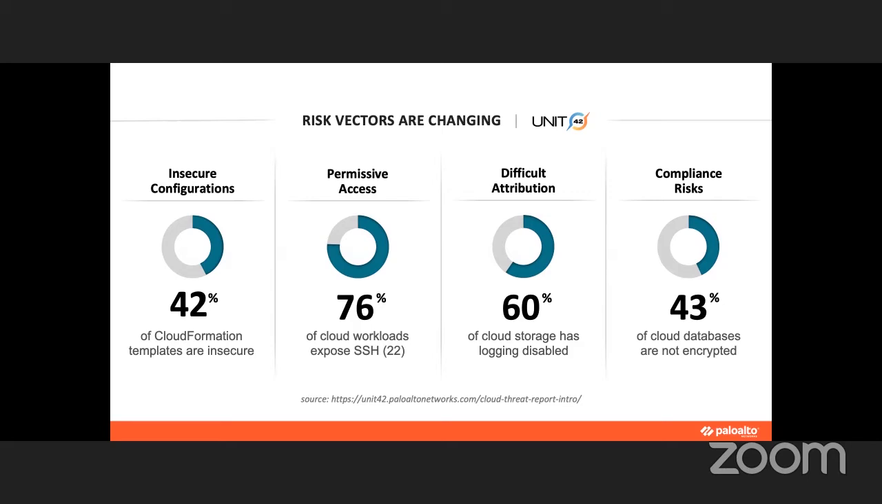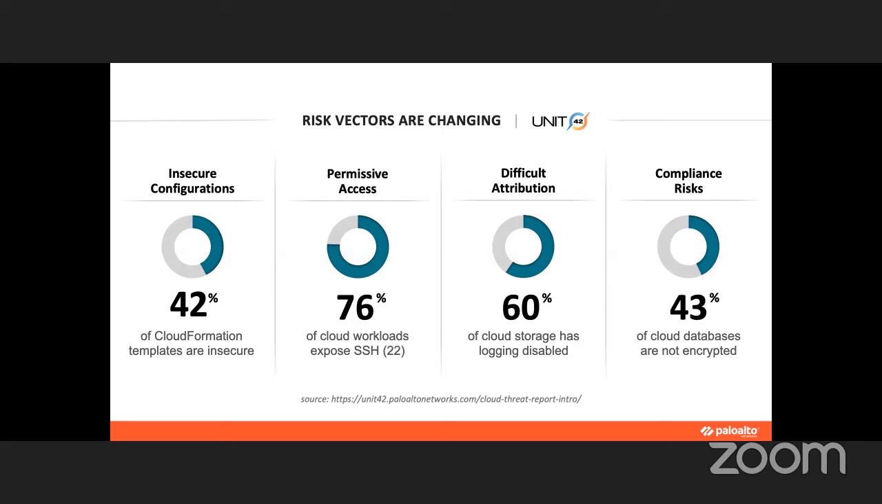The first one is insecure configurations. Very specifically in our study, we've looked at CloudFormation templates. So this is AWS specific at the moment. And we found almost half of them were insecure. And what we mean by that is we found one insecurity or more within these CloudFormation templates.